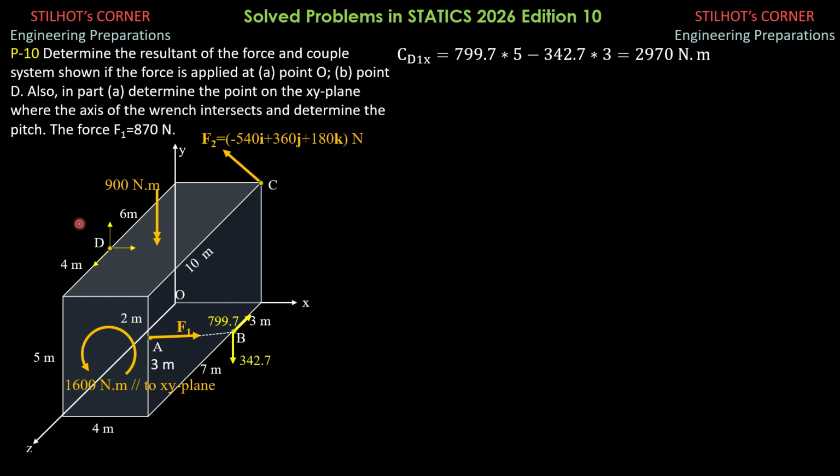C sub D1x due to F1, positive in that sense, would be 799.7 times 4, and that's the only component that has moment about dy because 342.7 is parallel to y. So for C sub D1y, it's 799.7 times 4, and that's 3199 Newton meter.